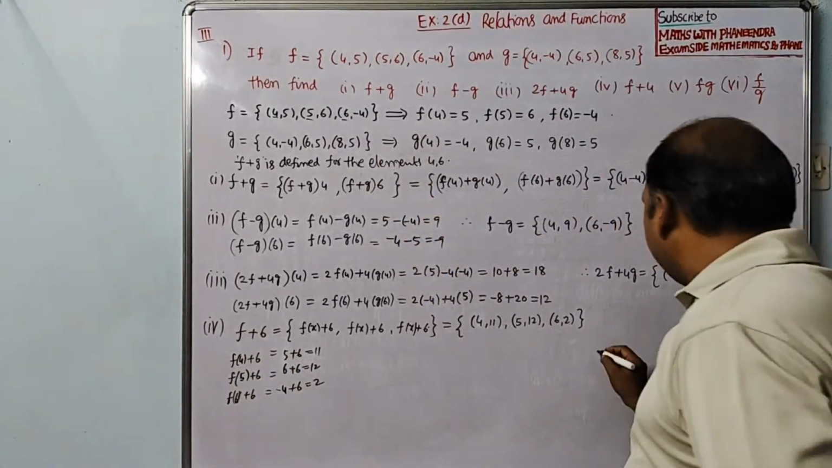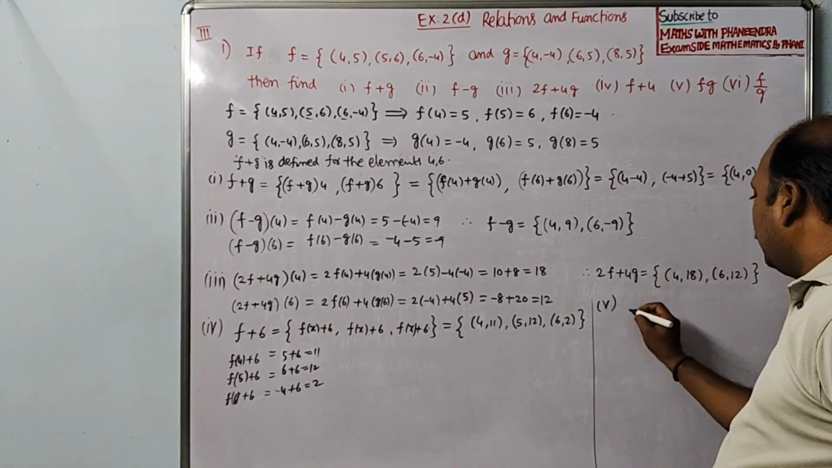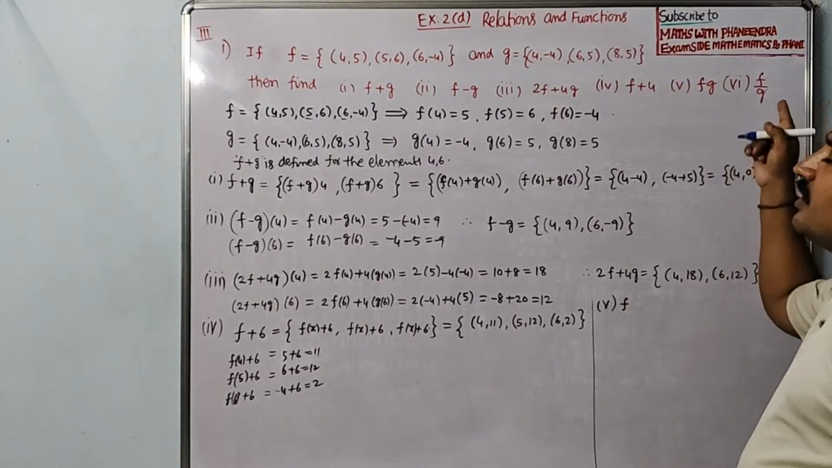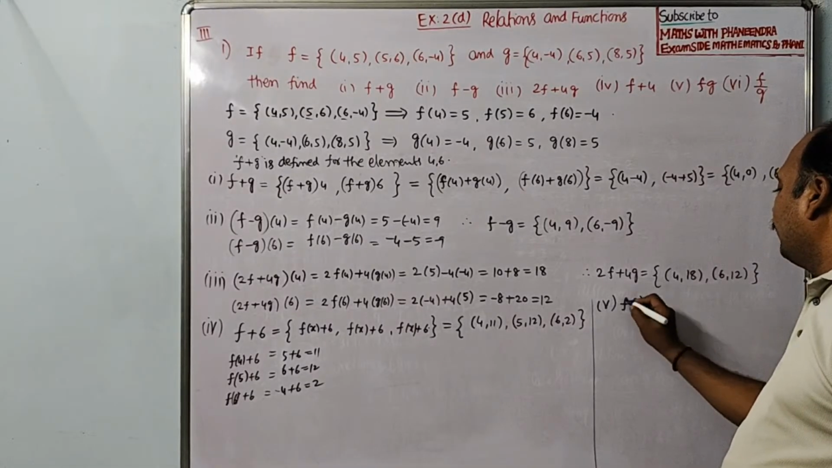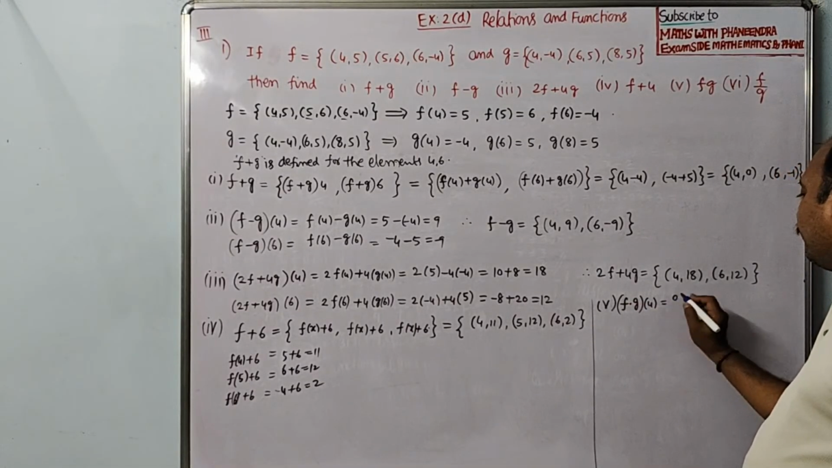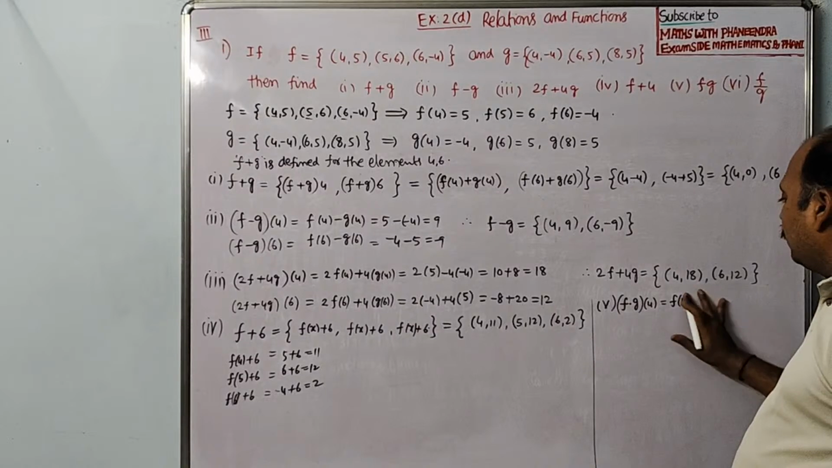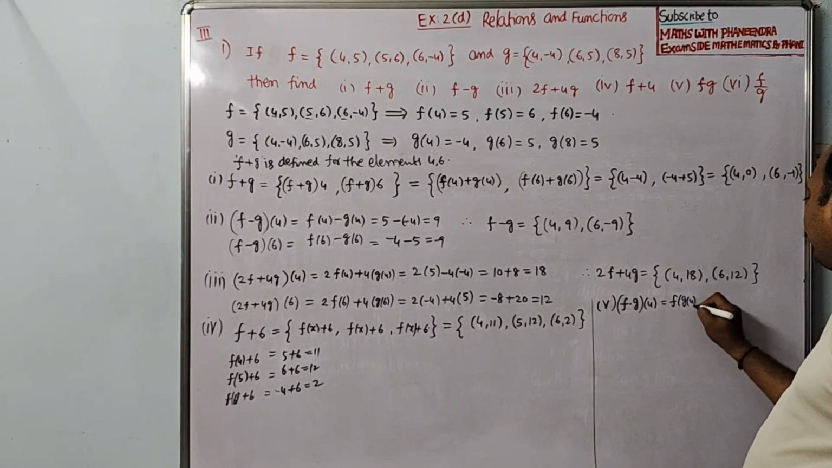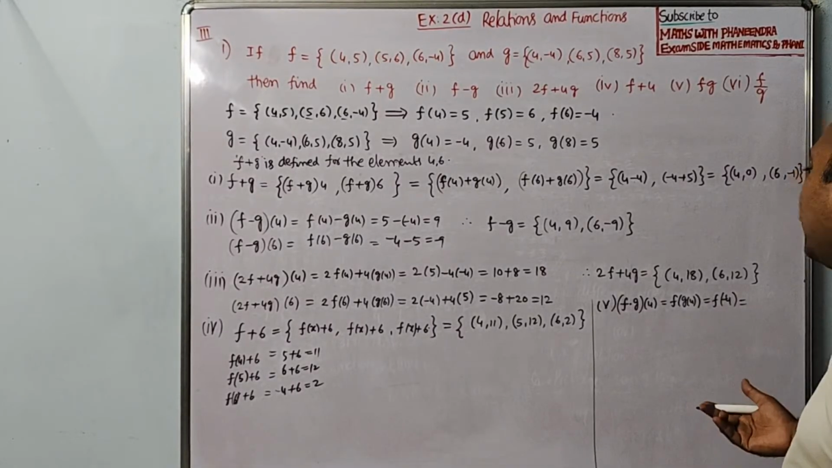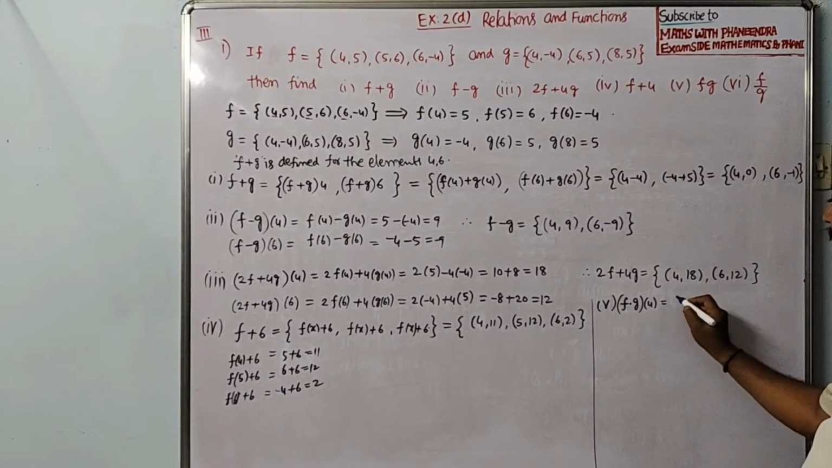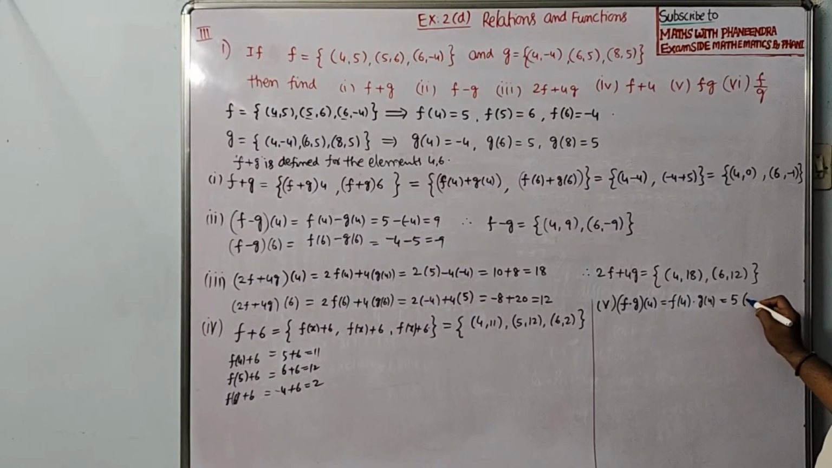Next, f into g. For f into g, f by g also, common elements should be there. F of 4 into g of 4. F of g of 4, that is equal to f of g of 4, value how much? Minus 4. F of minus 4 is not there now. So f of 4 into g of 4, common elements. What is f of 4? We have 5. We have g of 4 is minus 4.